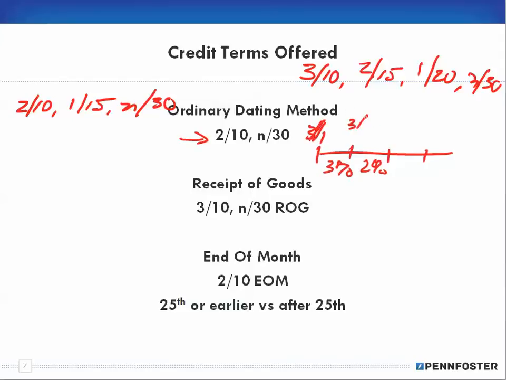So 3/10, I'd have 3% off. If I paid it by the 15th, I get 2%. And if I paid it by the 20th, I would get 1%. And then over here at net 30, that would be on 3/30, I would have to pay in full, and anything beyond that, including 3/31, I would incur interest and penalties. Okay.